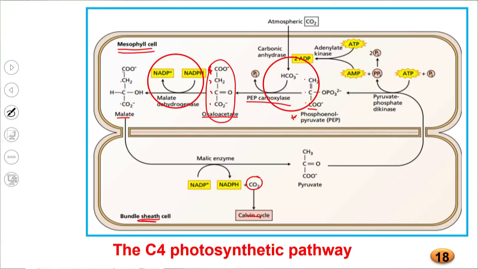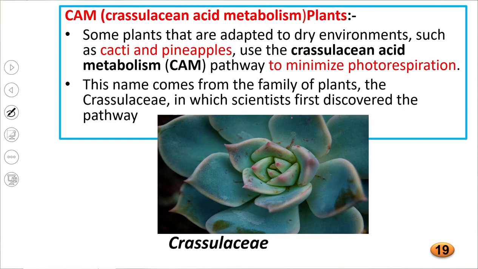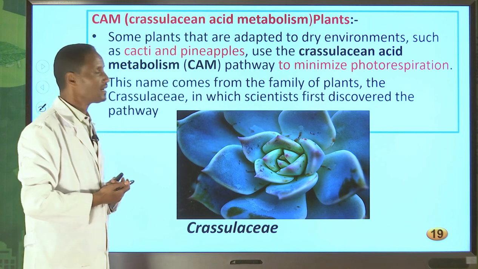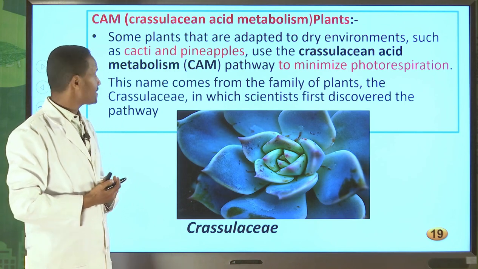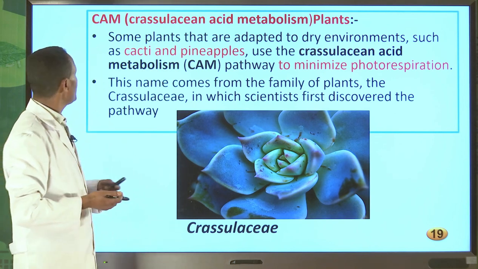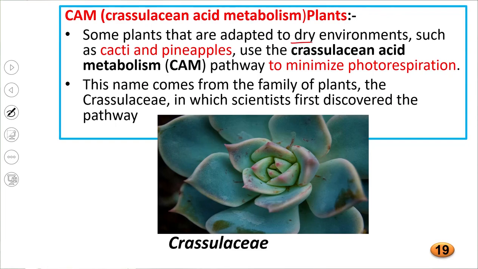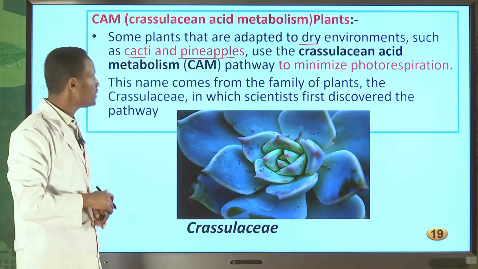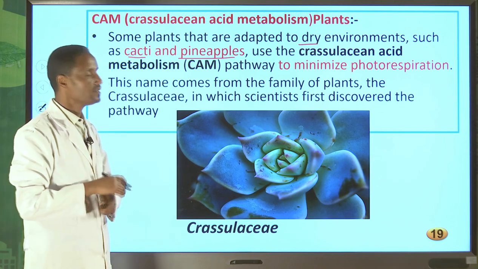The other point is CAM, which is Crassulacean acid metabolism plants. These Crassulacean acid metabolism plants, or simply CAM plants, are adapted to dry environments. For example, cacti and pineapples are some of the CAM plants which are adapted to dry environments. They use the Crassulacean acid metabolism pathway to minimize photorespiration.